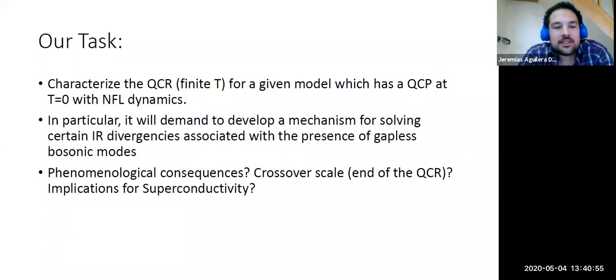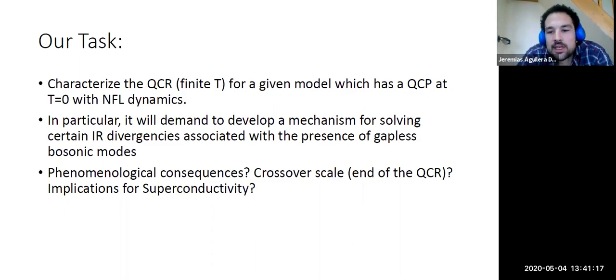Hopefully I convinced you that it is interesting to study these models. And let me just line up the tasks we will be pursuing in this talk. So of course, our main objective will be to characterize a quantum critical region associated with a non-Fermi liquid quantum critical point at zero temperature.